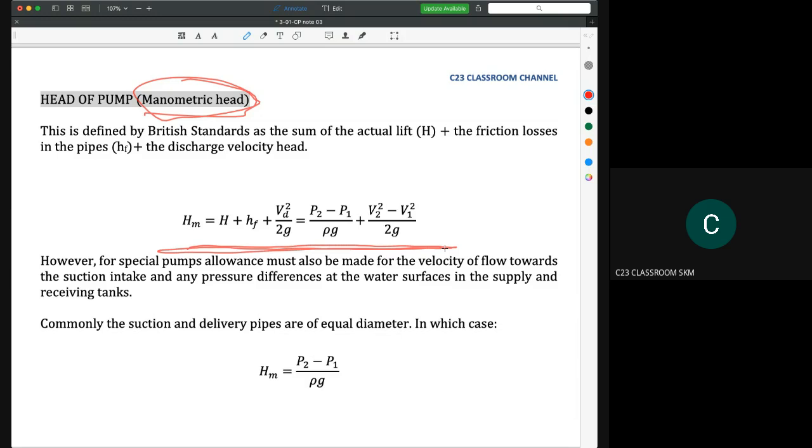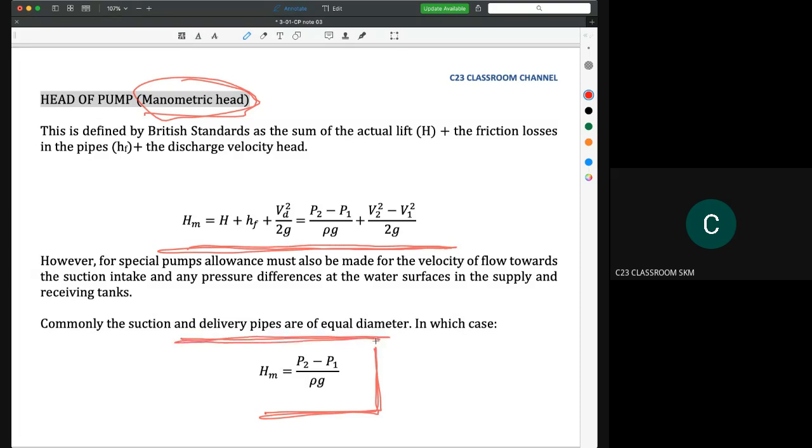However, for special pumps, allowance must also be made for the velocity of flow toward the suction intake and any pressure differences at the water surface in the supply and receiving tanks. Commonly, the suction and delivery pipes are of equal diameter, in which case the manometric head can be written as this. So what is the meaning of having an equal diameter here?